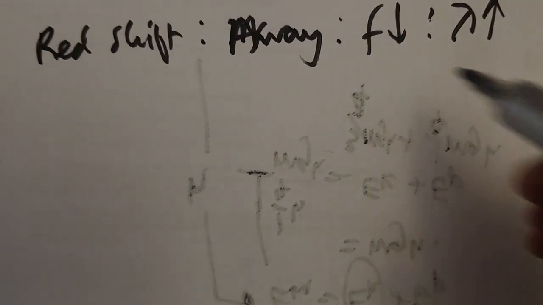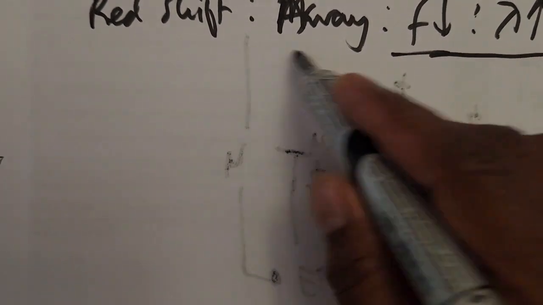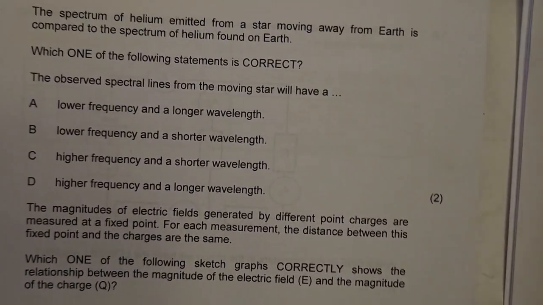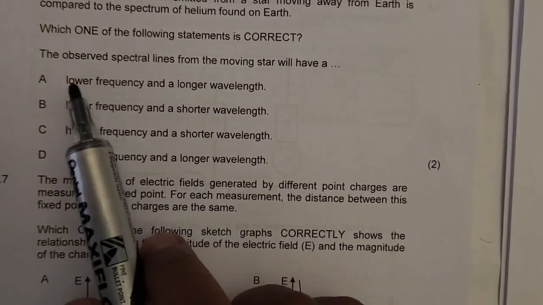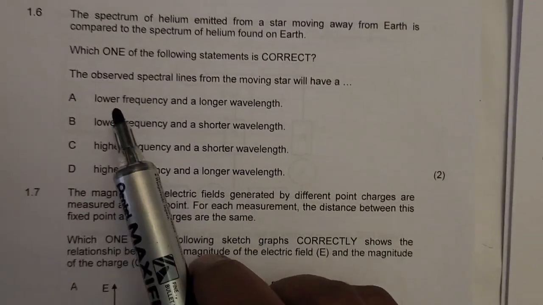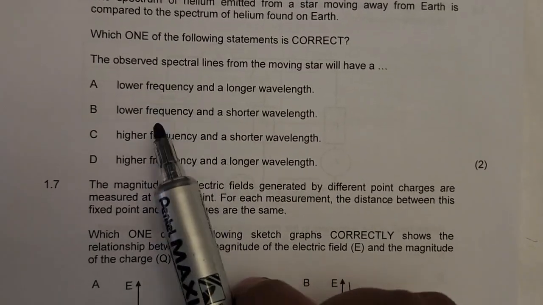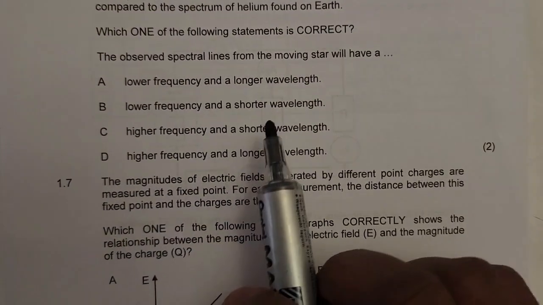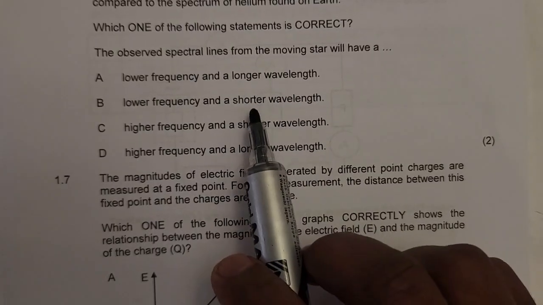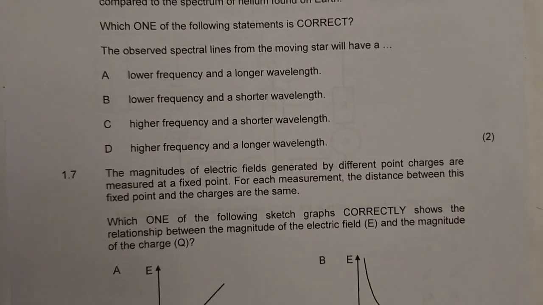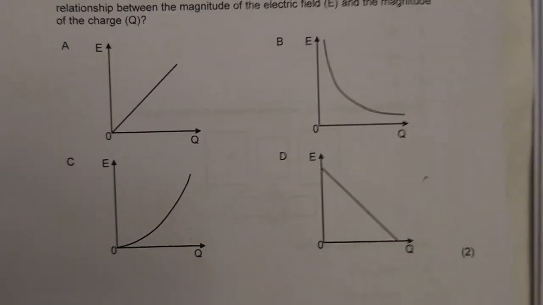I think that's what we are looking for, because Doppler is about these three: motion, frequency, and wavelength. The observed spectral lines from the moving star will have a lower frequency. We are looking for lower frequency. The answer is between A and B, but the wavelength must be longer, not shorter. Therefore, A becomes the best bet. Fine.